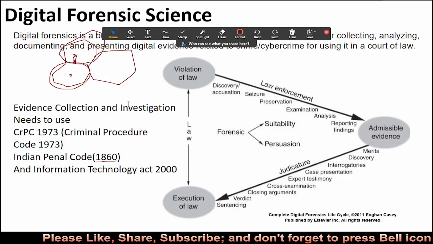It means that to analyze your data also, they have to follow some rules. That is the one thing, that is what we call CRPC. Now what is the Indian Penal Code?